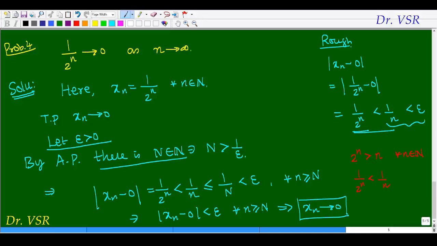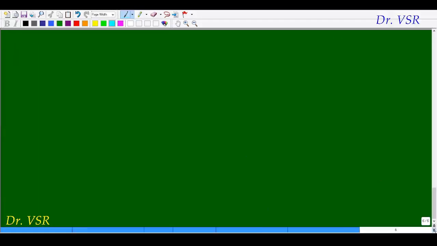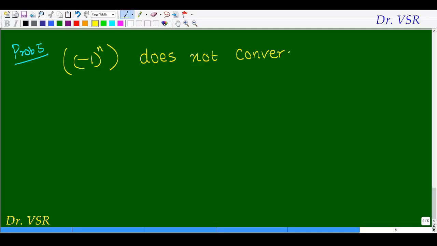Next, we are going to the next problem. So, problem 5. I'll take the next problem, and this fellow does not converge. This is a very beautiful problem. Just note the sequence minus 1 the whole power n. This does not converge. So we have to say that it does not converge.